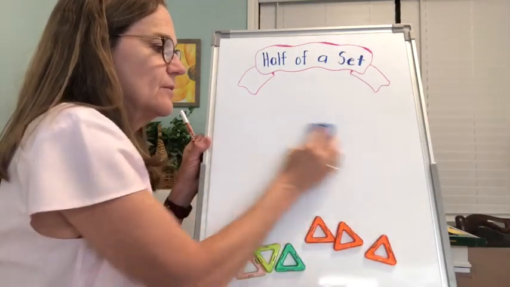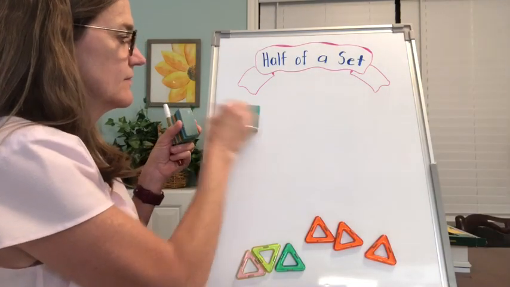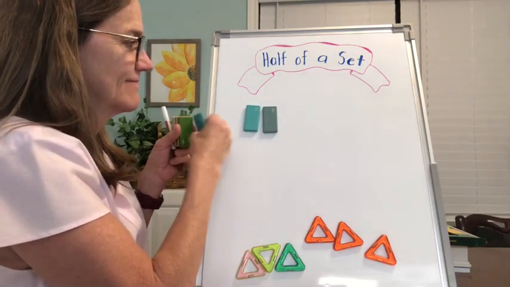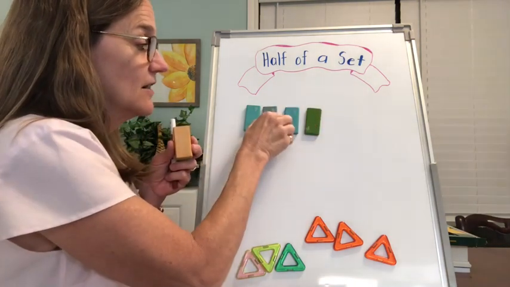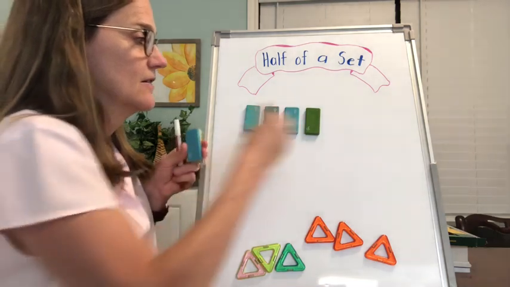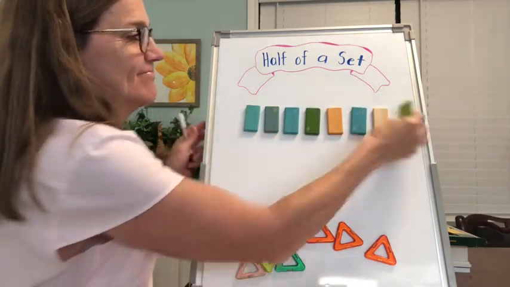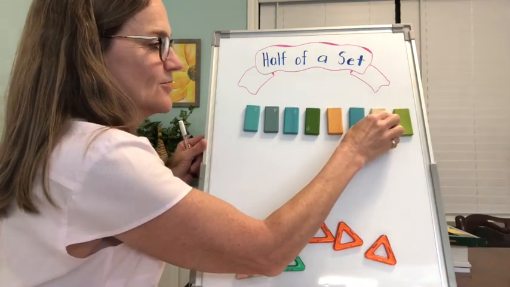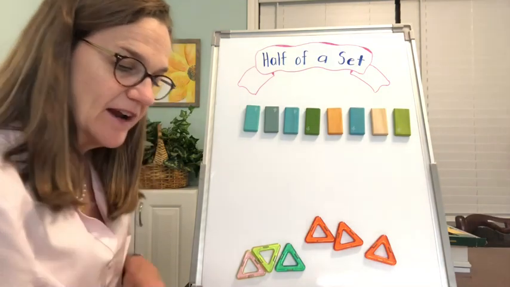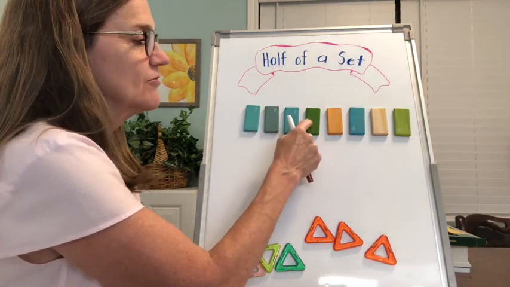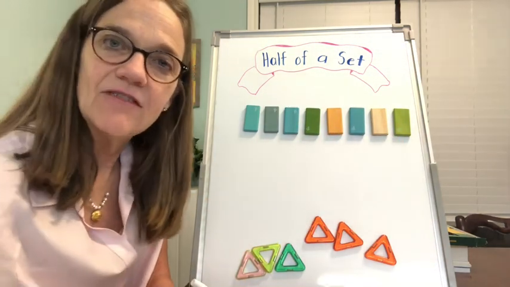And I'm going to put some objects up here. I'm going to put a set of rectangles up here. Okay. There's a set of rectangles. Let's count how many there are there. 1, 2, 3, 4, 5, 6, 7, 8. Is 8 an even number?